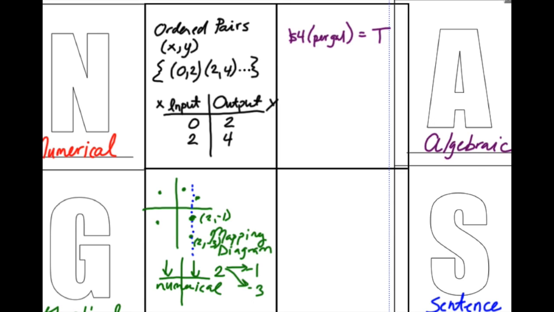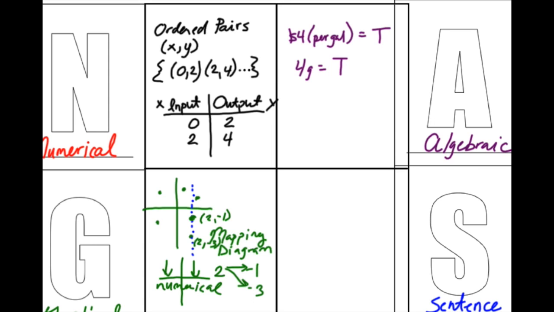So I can write it just like this. I can write it in more elaborate words. $4 per gallon of milk equals the total price of milk. I can just write it as a very specific function for G equals T. Right? These are all algebraic expressions.